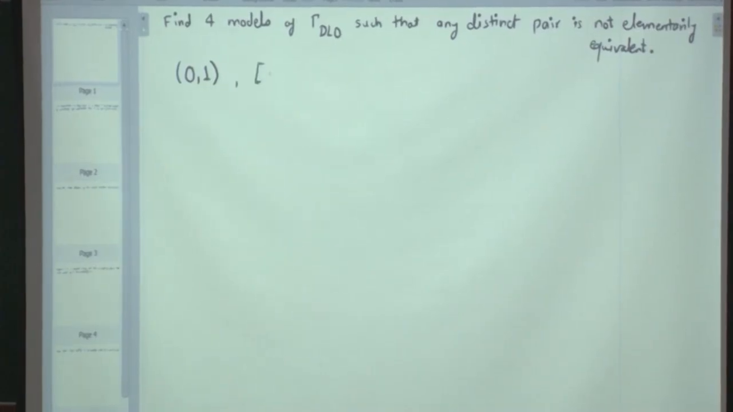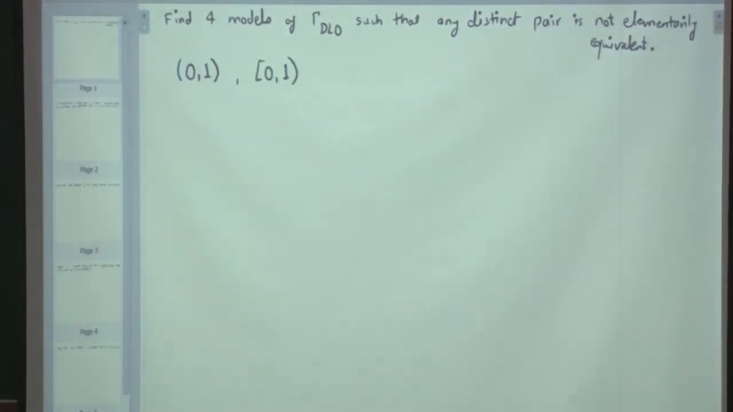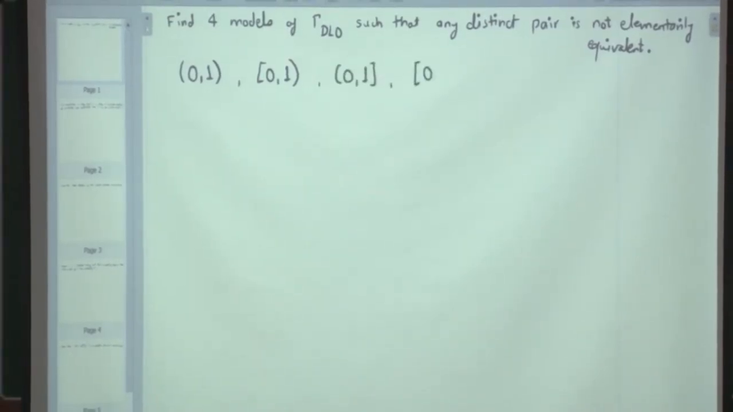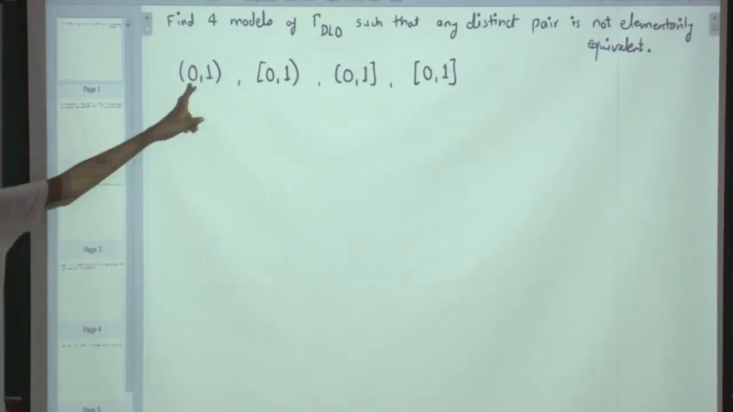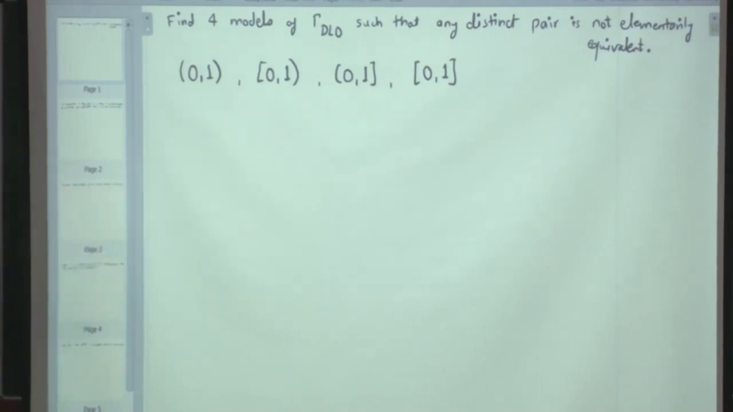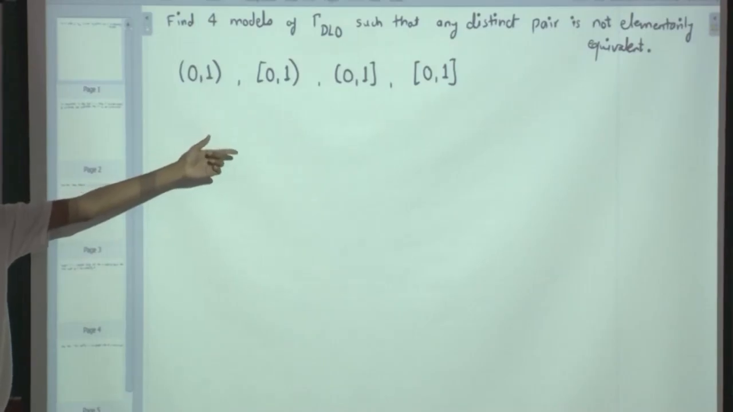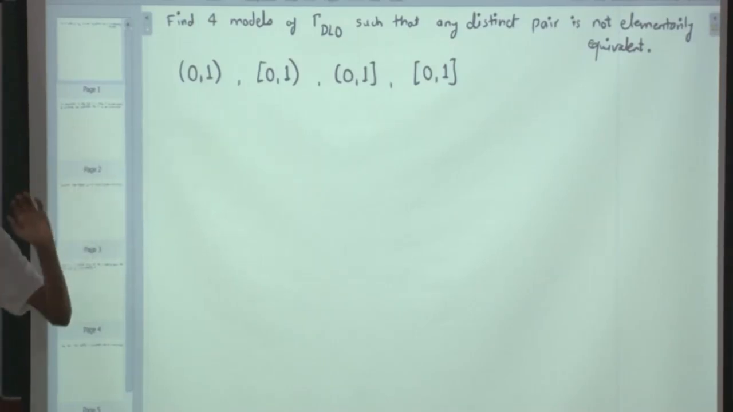Yes, so this one, then similarly this one, and similarly closed 0, 1. Okay, so now look at all four of them. Can you tell me if these are elementarily equivalent or not? They are not. Why? One has a least element, which can be expressed as a first order sentence, whereas the other one does not have a least element. And you can similarly distinguish between all four of them. Okay, so any pair is not elementarily equivalent.